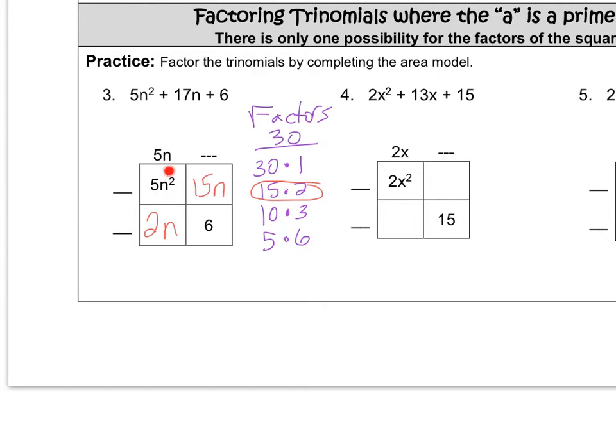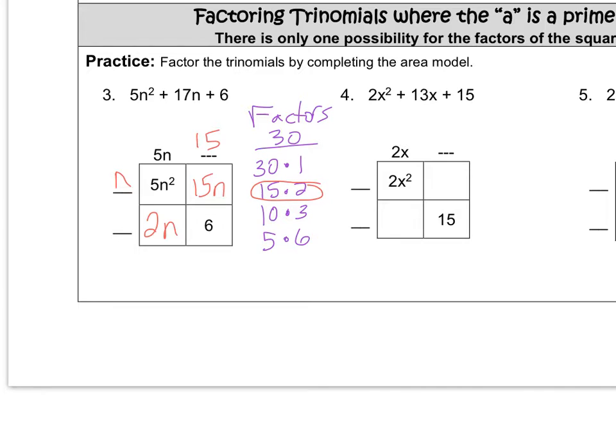So let's start by examining our squared term. There's only one way, or one set of factors, because this is prime. So all I can do is divide it up as 5n and n. So I'm going to go ahead and just put my 5n on top and my n over here. And I'm going to solve my puzzle just based on this little bit of knowledge I have. So if this guy's an n, I can look at this and go, well, this has to be a 15. Just kind of working it backwards.